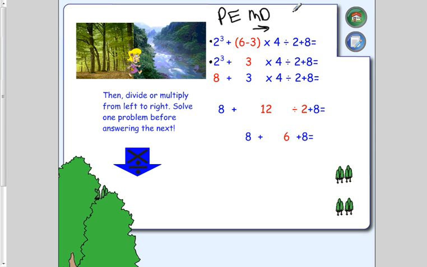So I'm going to walk through the problem and stop here. I'm going to solve 3 times 4 is 12. Now you see I have division as well, but because the multiplication came first, I'm going to do that first. I'm going to rewrite the problem so it doesn't get messy. And then I'm going to walk through the problem again and stop. There's the division. 12 divided by 2 is 6. Rewrite the problem again.